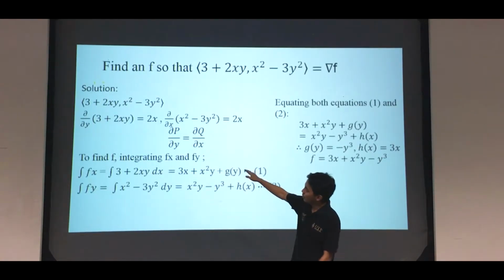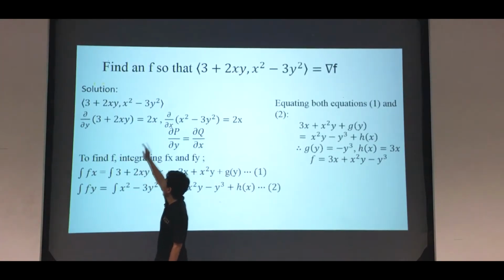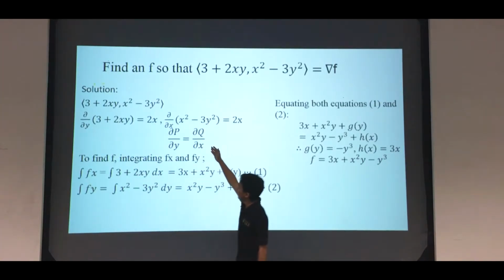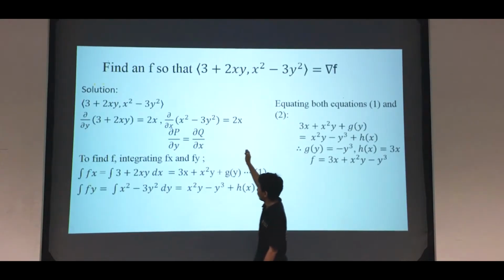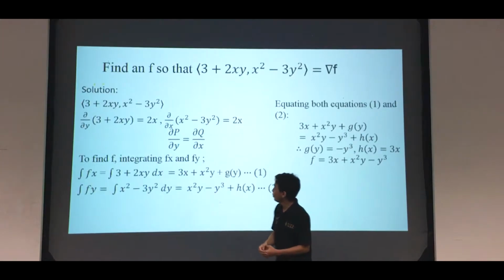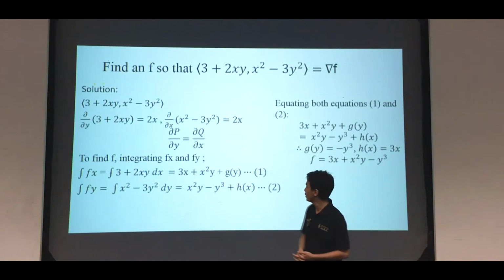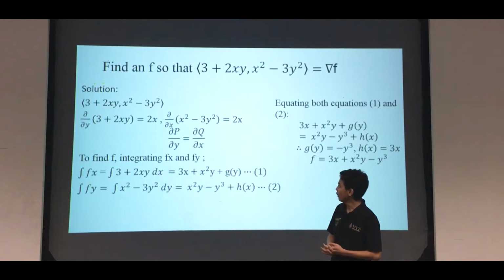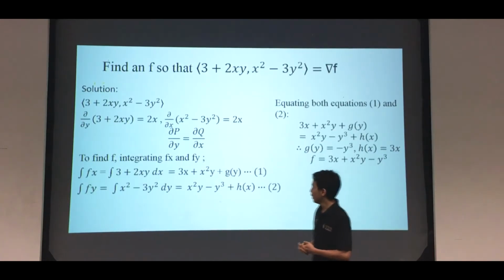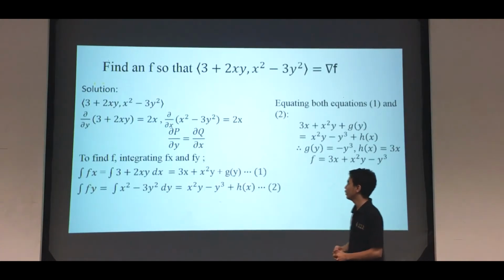And for the P part, we differentiate in terms of y, where we will get 2x, and for the Q part, we differentiate in terms of x and we'll get 2x. And it is proven that delta P over delta y equals delta Q over delta x, where we know that f exists. So to find f, we need to integrate fx and fy, where fx equals P and fy equals Q.